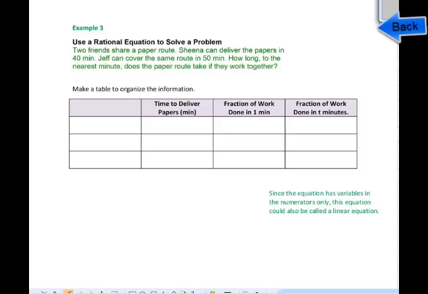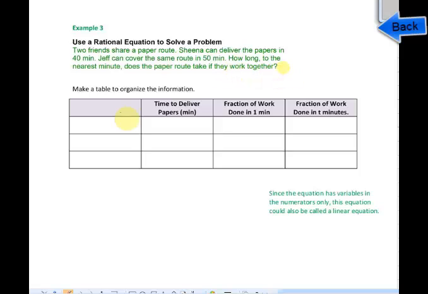So we're on part 2 now of solving rational equations. We're going to take a look at 2 word problems. The first one is a rate problem, and the second one is a work problem. 2 friends share a paper route. Sheena can deliver the papers in 40 minutes, and Jeff can cover the same route in 50 minutes. The question is, how long, to the nearest minute, does the paper route take if they work together?